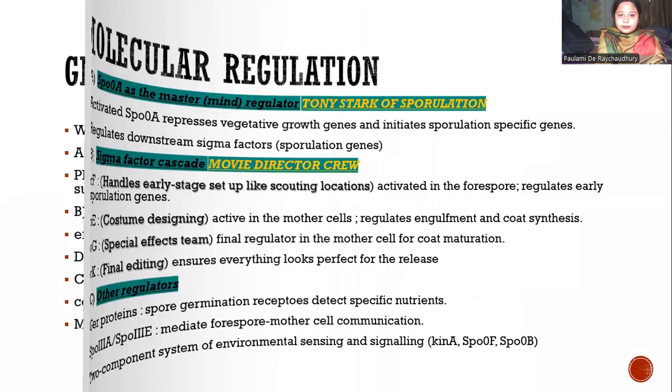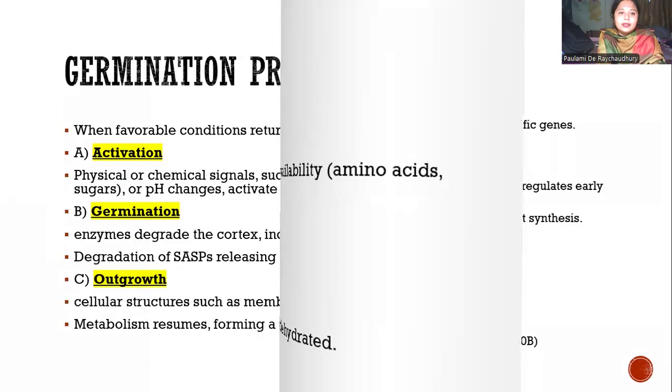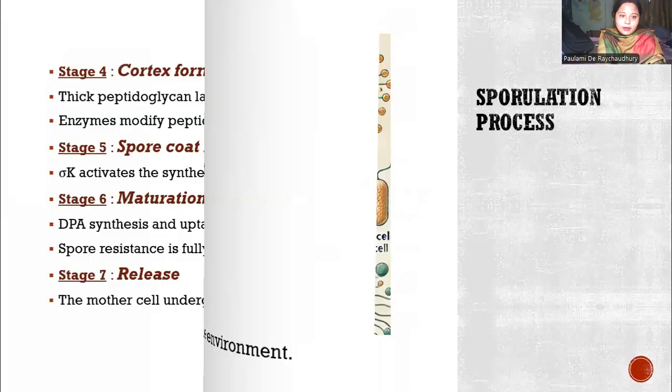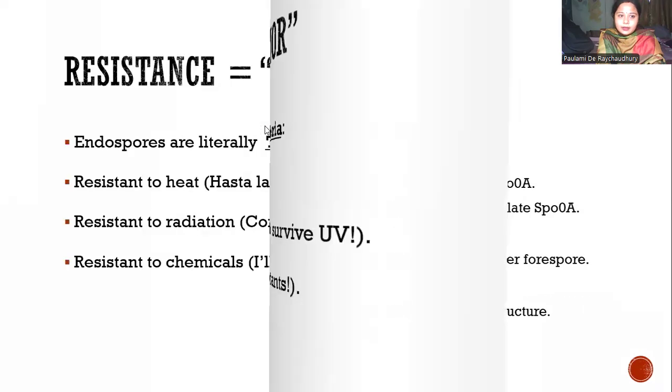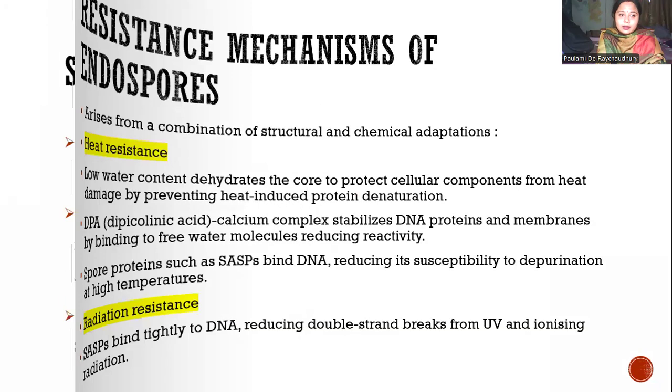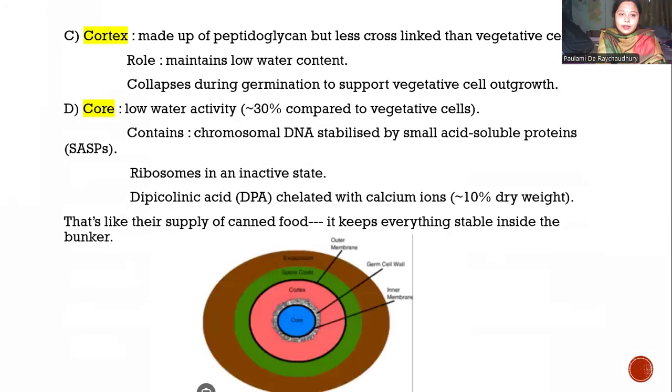So what we have learned in the previous video of sporulation, the core and the cortex both have low water content and low water activity. So here enzymes degrade the cortex, the outside layer of the core, and increase the water uptake. Degradation of SASP again releases the DNA. SASP means small acid soluble protein of the spore, and it releases the DNA.